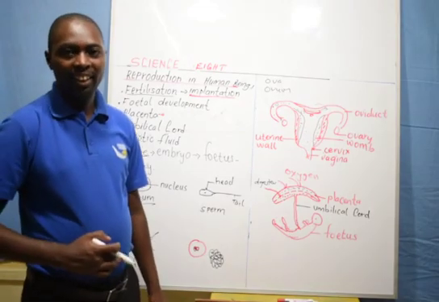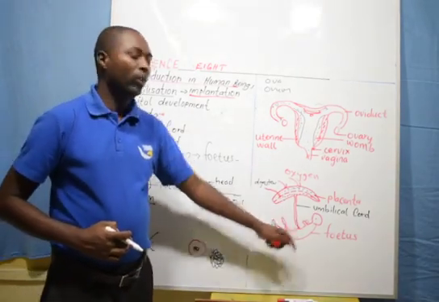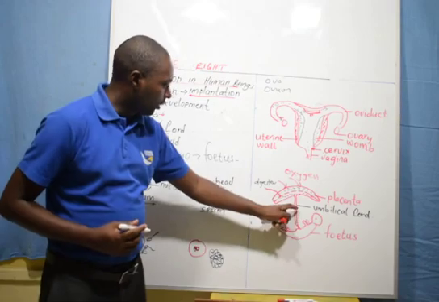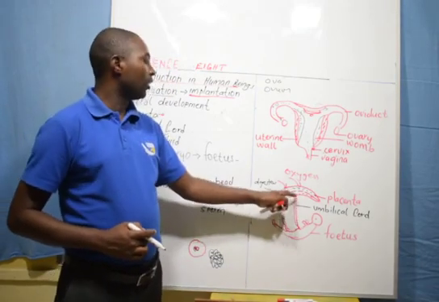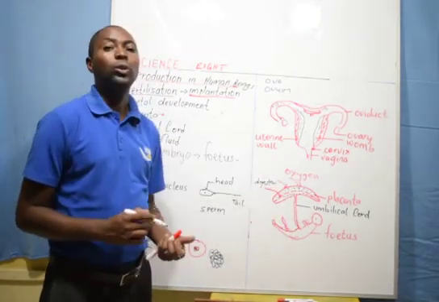Everyone has a scar here. This is where you used to feed when you were in your mother's womb. You are connected to your mother through the umbilical cord, then to the placenta, then the placenta to the uterine wall.